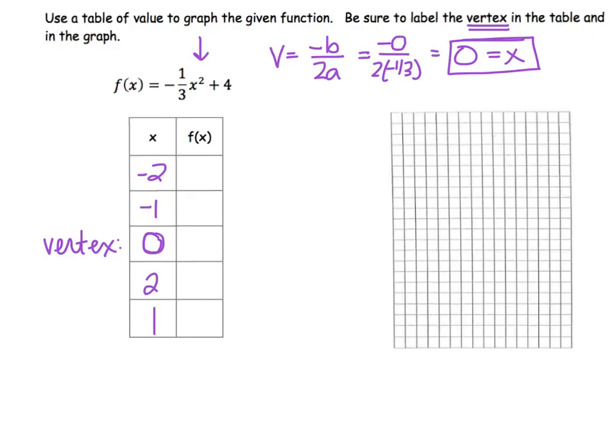The next thing that we need to do is fill in the y values, or the f of x values. So we're going to take our x's, plug them into this x squared, and solve for our new y. So I have -1/3 times -2 squared plus 4.